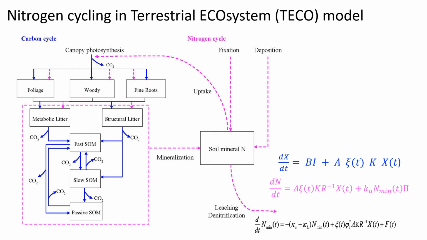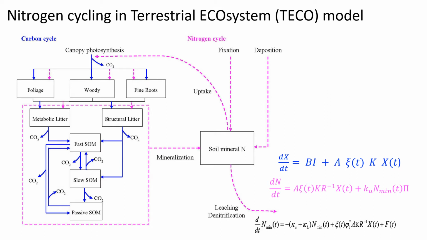Carbon enters the ecosystem through canopy photosynthesis and is then allocated into foliage, wood, and fine roots. Similarly, nitrogen is absorbed by plants from mineral soil and then partitioned among leaf, wood, and fine roots. Detritus from plant biomass turnover is transferred to metabolic litter and structural litter pools.